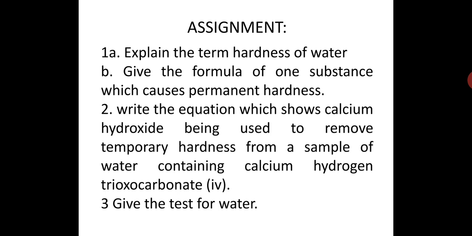Assignment number 1: explain the term hardness of water. Give the formula of one substance which causes permanent hardness. 2. Write an equation which shows calcium hydroxide being used to remove temporary hardness from a sample of water containing calcium hydrogen trioxocarbonate 4. 3. Give the test for water.